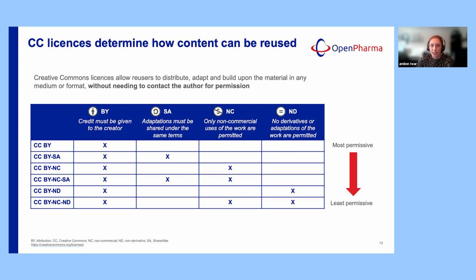There are currently six types of Creative Commons licenses that can be applied to published work, and these really determine how an author's content can be reused or reproduced. These diverge from the most permissive, which is CC BY, and this allows adaptation and commercial reuse of the content. Comparatively, CC BY-NC-ND is the least permissive license, and this completely prohibits adaptation and commercial reuse of the content. So it's important to really think about the Creative Commons license you select when you're publishing open access.